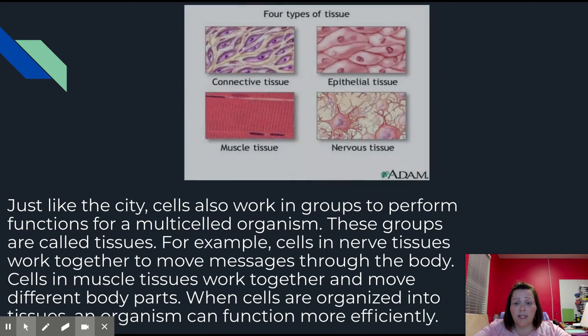Just like the city, cells also work in groups to perform functions for a multi-celled organism. These groups are called tissues. For example, cells in nerve tissues work together to move messages through the body. Cells in muscle tissues work together and move different body parts. When cells are organized into tissues, an organism can function more efficiently.